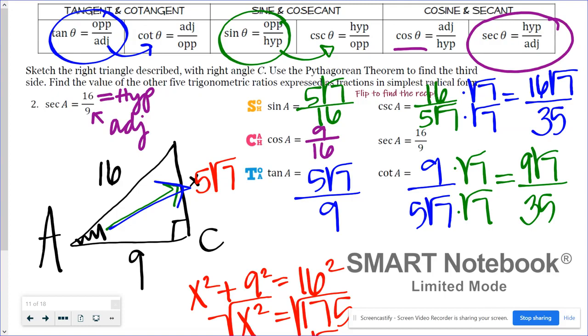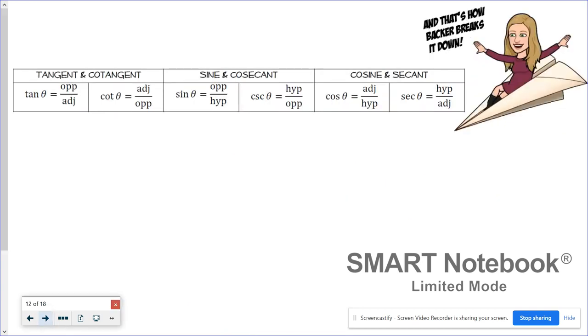So that's how we can use one trig ratio to find all the others. Sketch the right triangle described, use the Pythagorean theorem to find the missing side, and then write your ratios. And that's how Backer breaks it down.